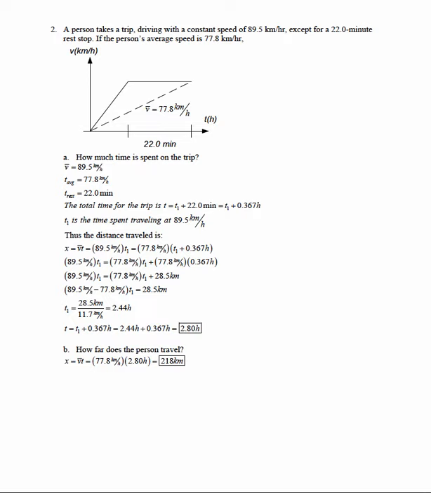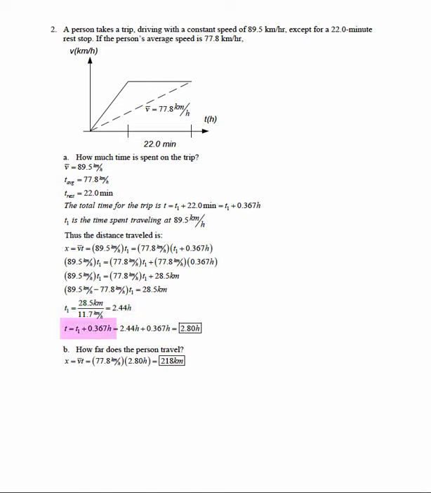Now we can move this term and this term to the same side, so let's move the 77.8 term by subtracting it from the other side of the equation, and that just leaves us the 28.5 kilometers on this side. Now I can take t1, separate it by taking the difference in 89.5 from 77.8, I get 11.7 kilometers per hour. Divide that into the 28.5, and I have about 2.5 hours, 2.44 hours.